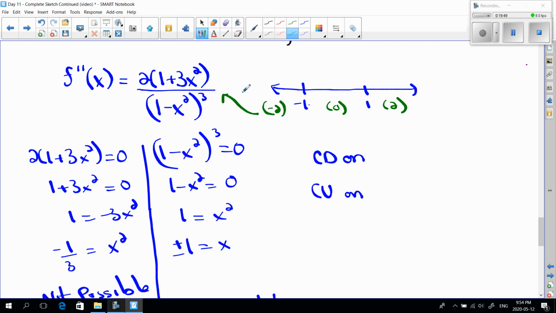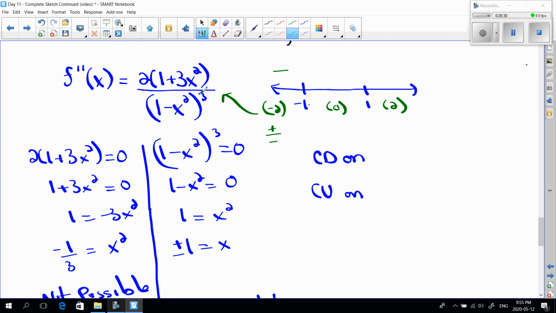All right, from here, I'm plugging this test value into the second derivative. Well, we just finished saying that this numerator is always going to be positive. So let's just focus on this denominator. If I fill a -2 into that second derivative, I'm going to have a positive over a, well, let's see. 1 minus -2 squared would be 4. 1 minus 4 is -3. -3 cubed is -27. I would have a positive over a negative, means that the function is concave down. The second derivative is negative from -infinity to -1.